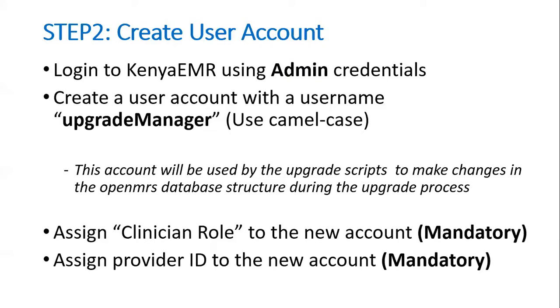Those stages are very necessary so that you don't run into any errors as you upgrade. You must use the camel case. That means the M in the middle must be capital. So you must assign that name, the clinician's role, and you must assign a provider ID to that account. Then you save.